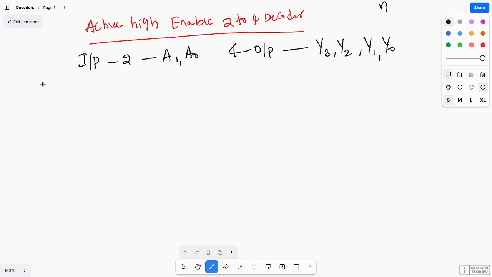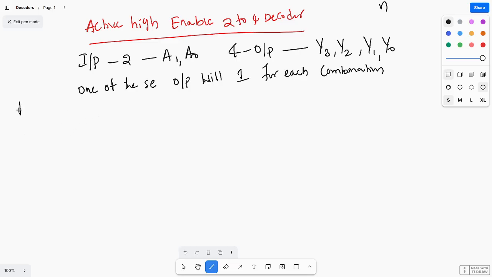One of these outputs will be 1 for each combination of input. We already saw the encoder, where any one of the inputs is 1 and we get the binary representation of that input as output. Here it is the reverse. So here I will draw the truth table for this active high enable decoder.